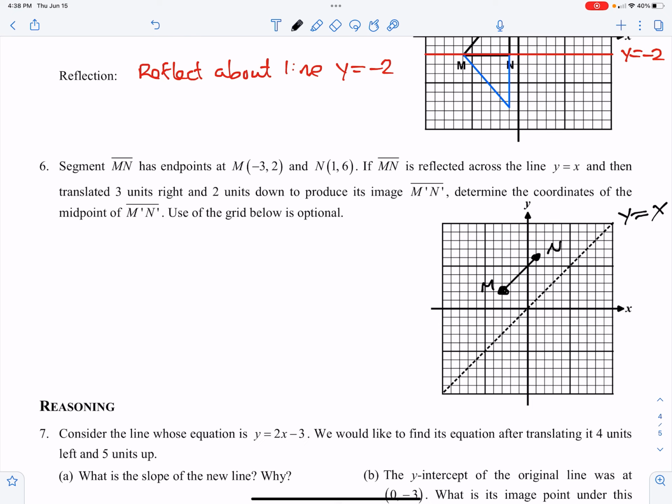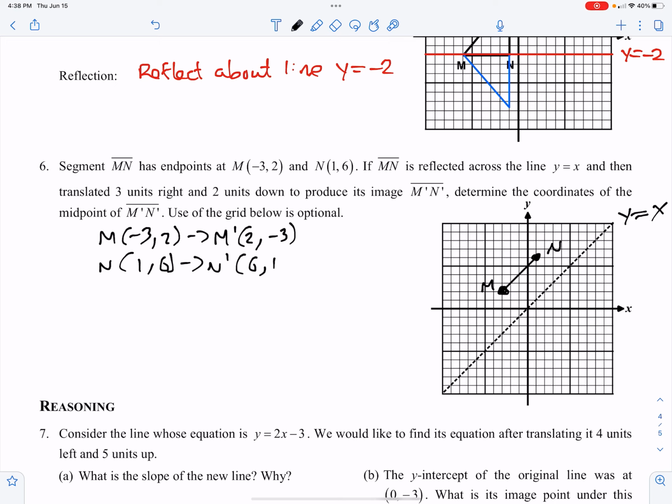Okay, so where specifically? Well, M has the point -3, 2. So that means M prime is going to be 2, -3. N has the point 1, 6. So N prime is going to have the point 6, 1. So just plotting those points, there's N prime, 2, -3, there's M prime. So there's the reflection. Taking this and reflecting it about that line produces that line segment right there. Okay, so there's the reflection part.